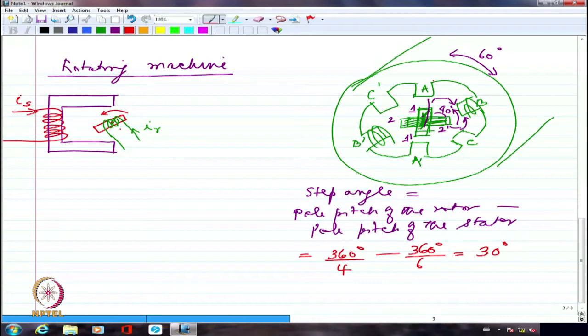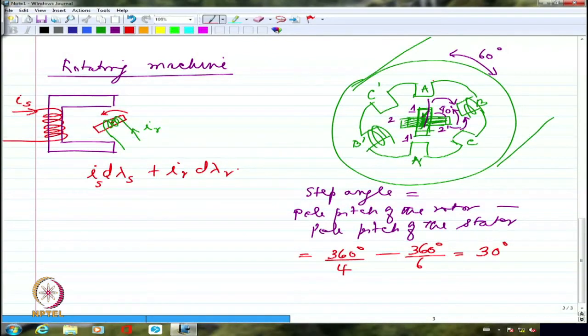So we are going to talk mainly about doubly excited machines in this course. That's the reason why I took an example with 2 excitations, from the stator side as well as the rotor side. Under a static condition, I should be able to say i d lambda, which is what we call the field energy, right? Now I have to consider the field energy corresponding to the stator as well as the rotor. So I'm going to say Is d lambda s plus Ir d lambda r. That is the total amount of field energy, or I should say this is dWf on the whole. In which case, I first have to know what lambda s and lambda r are.